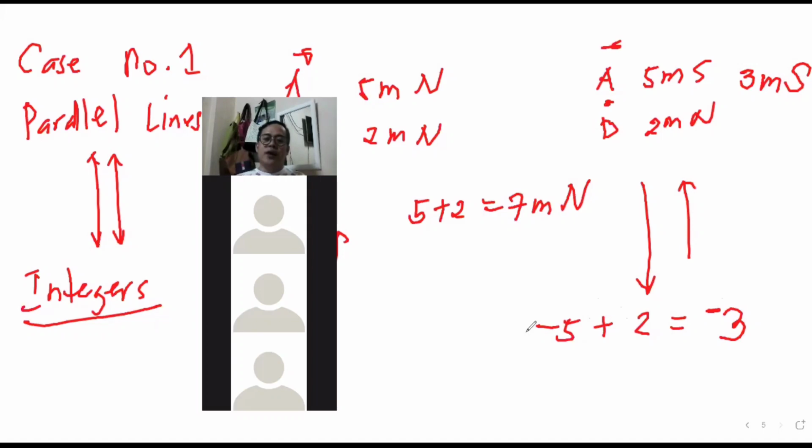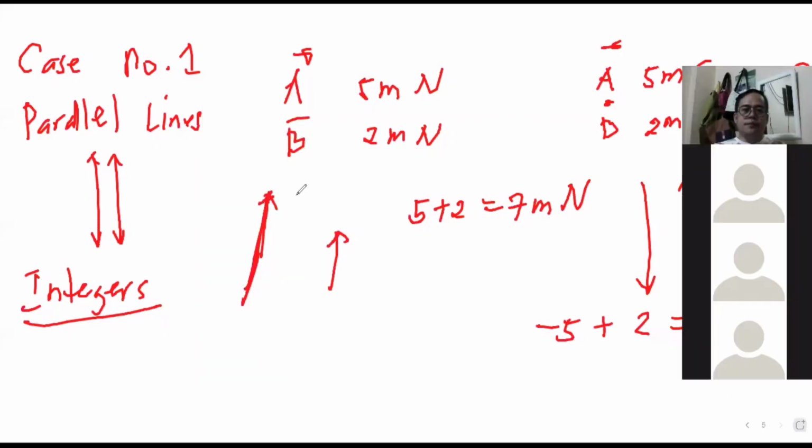Alright? Do you have any more questions? Or I'll give another example. Okay, last example. 4 Newton west and 6 Newton east. Okay. So you will have negative 4 plus 6.